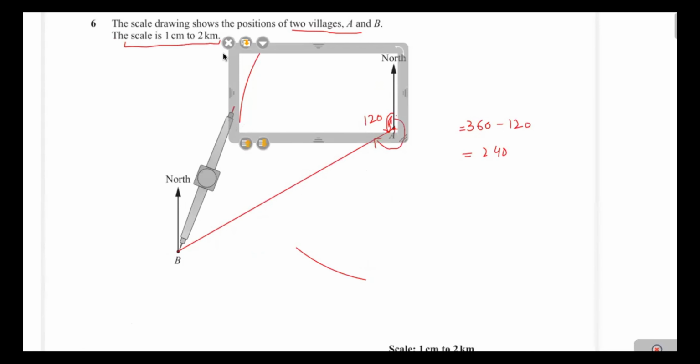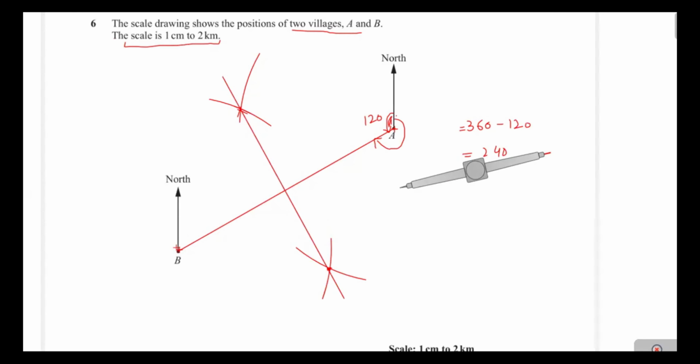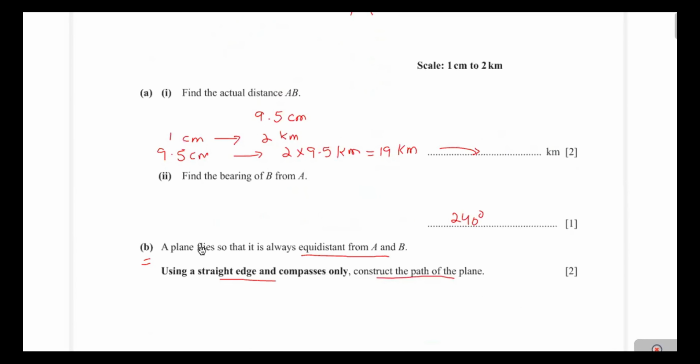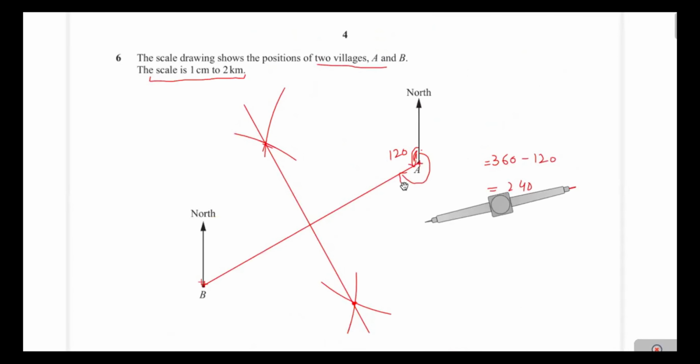and these two arcs intersect at this position. Now next we draw the arc in the downward direction, and this arc intersects at this position. Now we join all intersecting points by a line, this line, and this is the line at which the plane flies so that it is equidistant from A and B, and this is the answer.